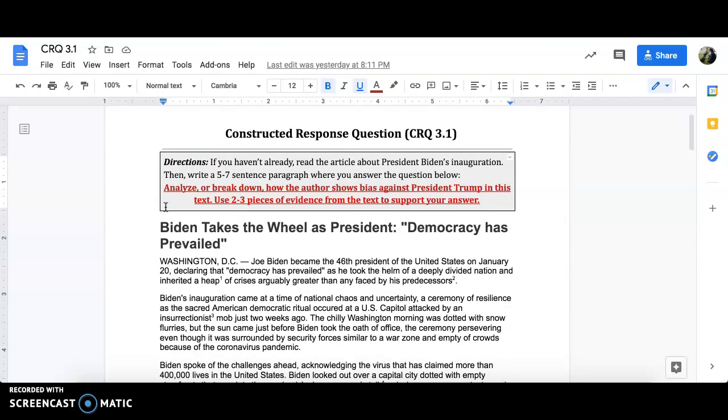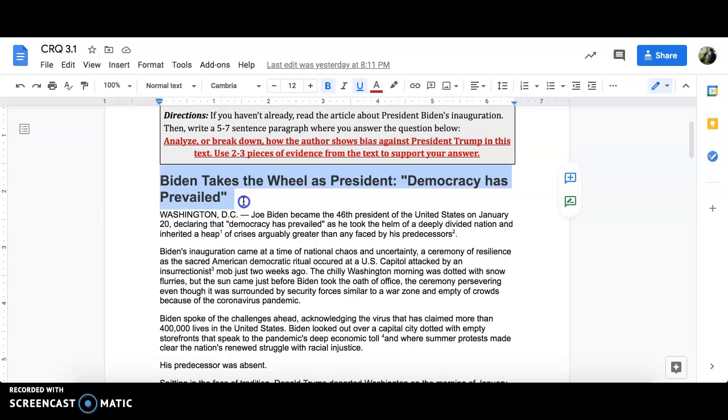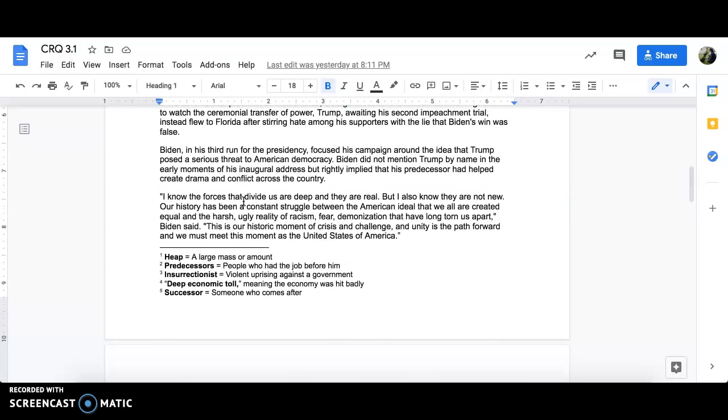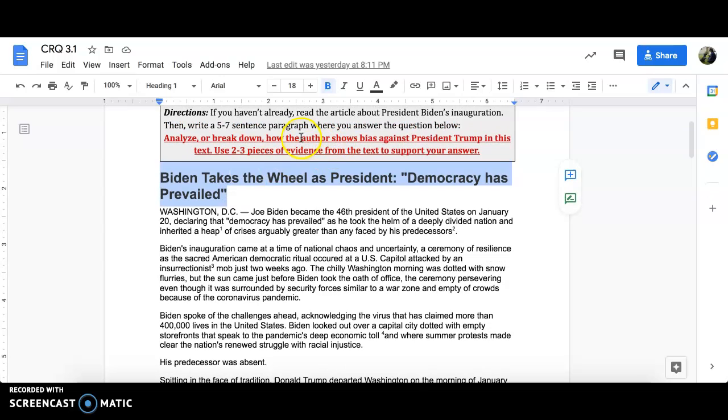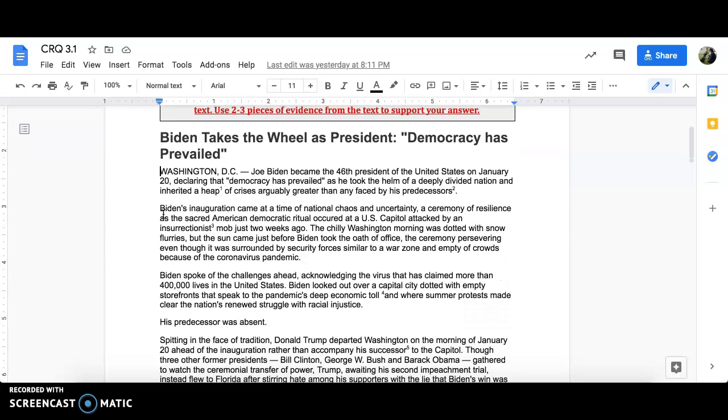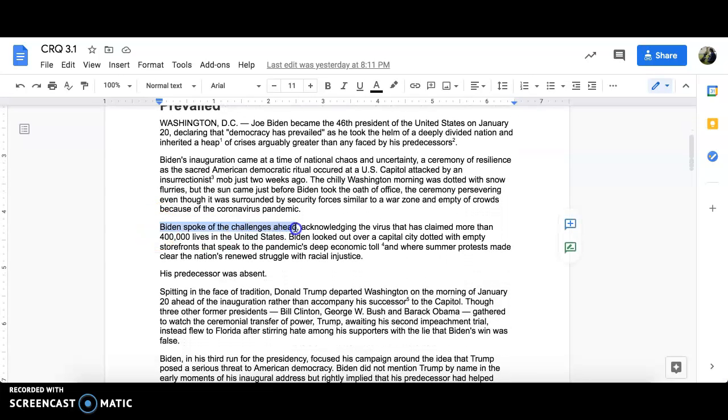So if you had completed the 1-28 asynchronous work assignment, it's the same article: Biden takes the wheel as president, democracy has prevailed. Okay, so you have a short 1-page article here about President Biden's inauguration, or when he was sworn in to be the new president. Your job is to find out if there's any bias against Donald Trump. So is there any language that shows that the author favors Joe Biden and dislikes President Trump? While you're reading, if you find that language, you want to highlight it wherever you see it.